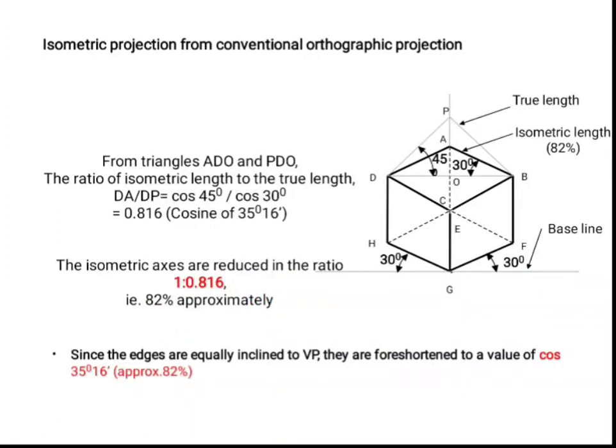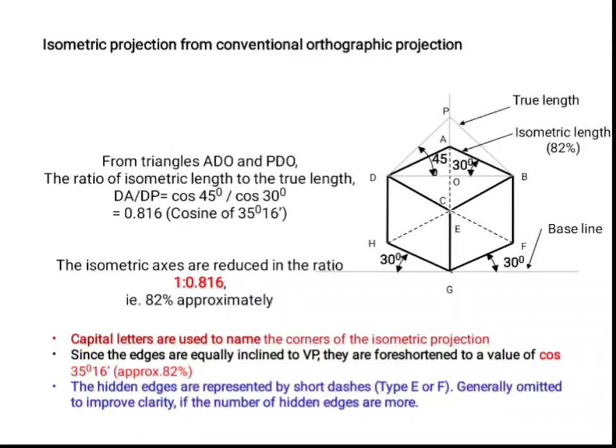Since the edges are equally inclined to the VP, they are foreshortened to a value of cos 35 degrees 16 minutes, that is approximately 82%. Capital letters are used for naming the corners of the isometric projection. The hidden edges are indicated by short dashed lines of type E or type F, but generally they are omitted to improve clarity if the number of hidden edges is large.